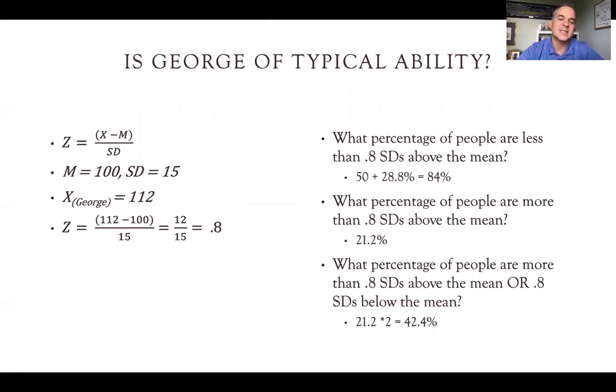Another way of saying this is that Z is 0.8, so George in this case is 0.8 standard deviations above the mean. If he had a score of 115, he'd be 1 standard deviation above the mean, but he's only 0.8 standard deviations above the mean.